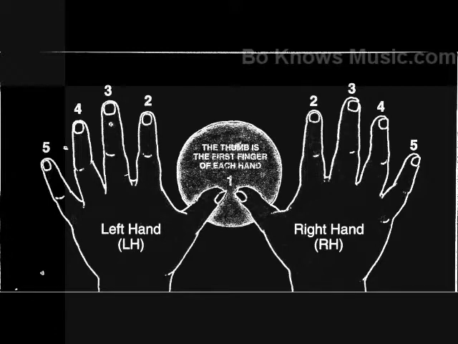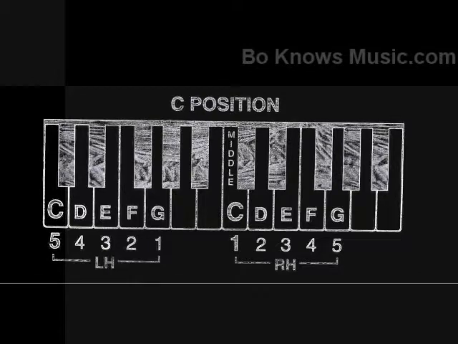We're now ready, so let's play When the Saints Go Marching In in C position. I will count us off one full measure and one beat. 1, 2, 3, 4, 1.